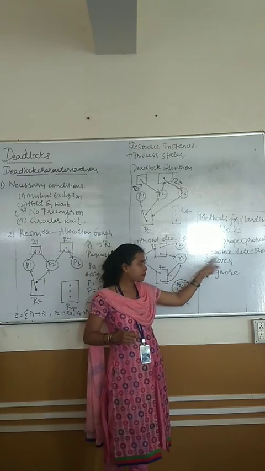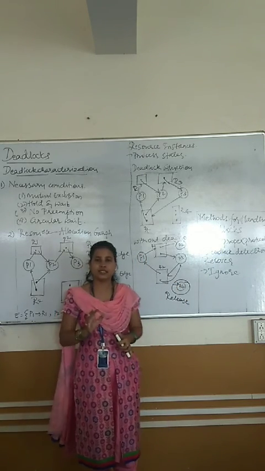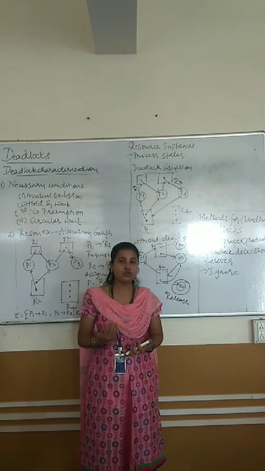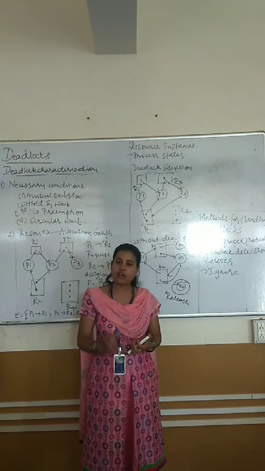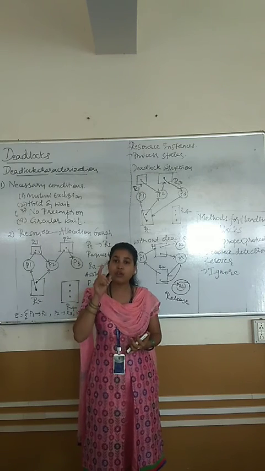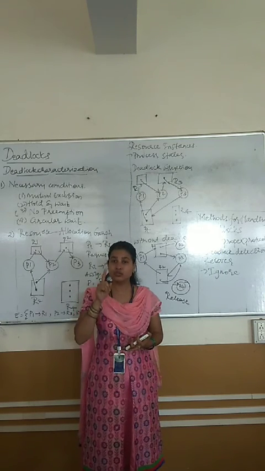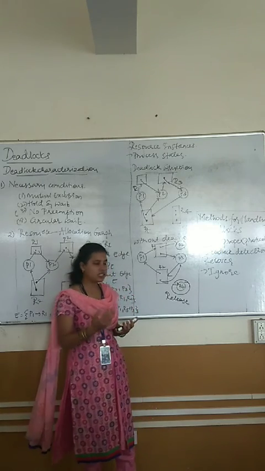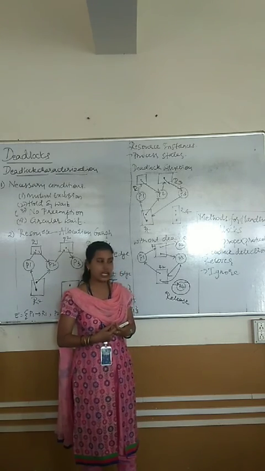Next one is, if at all deadlock happens, since human beings tend to make some errors while writing programs, you have to detect the deadlock and you should write programs to recover from those deadlocks. So this is the second method in which you are handling deadlocks.